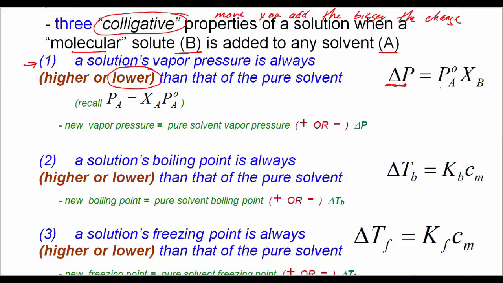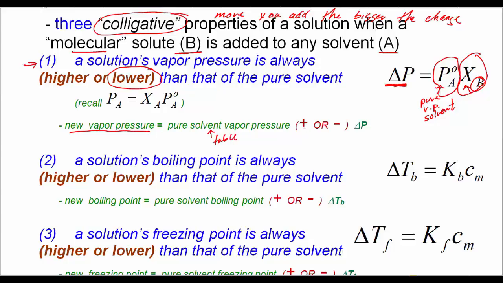This number right here. Here's our pure vapor pressure of our solvent. And here's XB. Remember what X was? The mole fraction. And mole fraction of what? Well, B. Remember, B is the solute. So if we look up in a table, find out what the pure vapor pressure is of the solvent, multiply it by the mole fraction of the solute, and we'll get some number, delta P, the amount that the vapor pressure was lowered by.